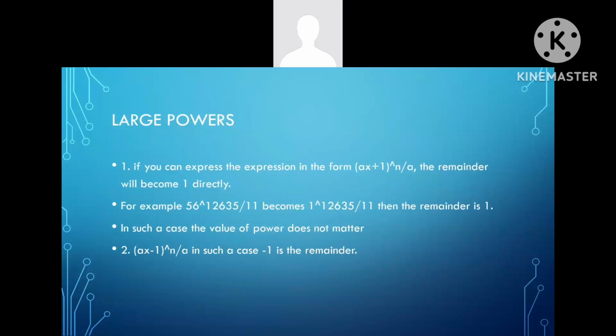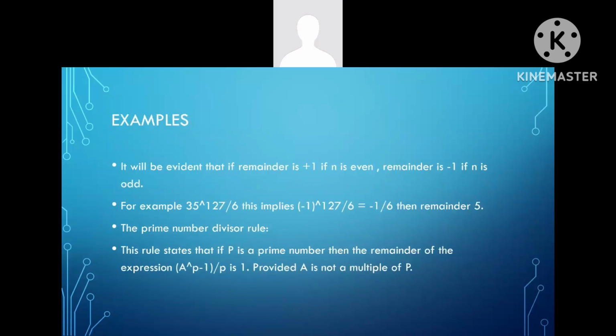Let's discuss large powers. If you can express the expression in the form (ax plus 1) whole power n by a, the remainder will become 1 directly. For example, 56 power 12635 by 11 becomes 1 power 12635 by 11. Then the remainder is 1. In such a case, the value of the power does not matter. Then comes (ax minus 1) whole power n by a. In such a case, the remainder is plus 1 if n is even and minus 1 if n is odd. For example, 35 whole power 127 by 6 implies minus 1 whole power 127 by 6, which equals minus 1 by 6, so the remainder is 5.